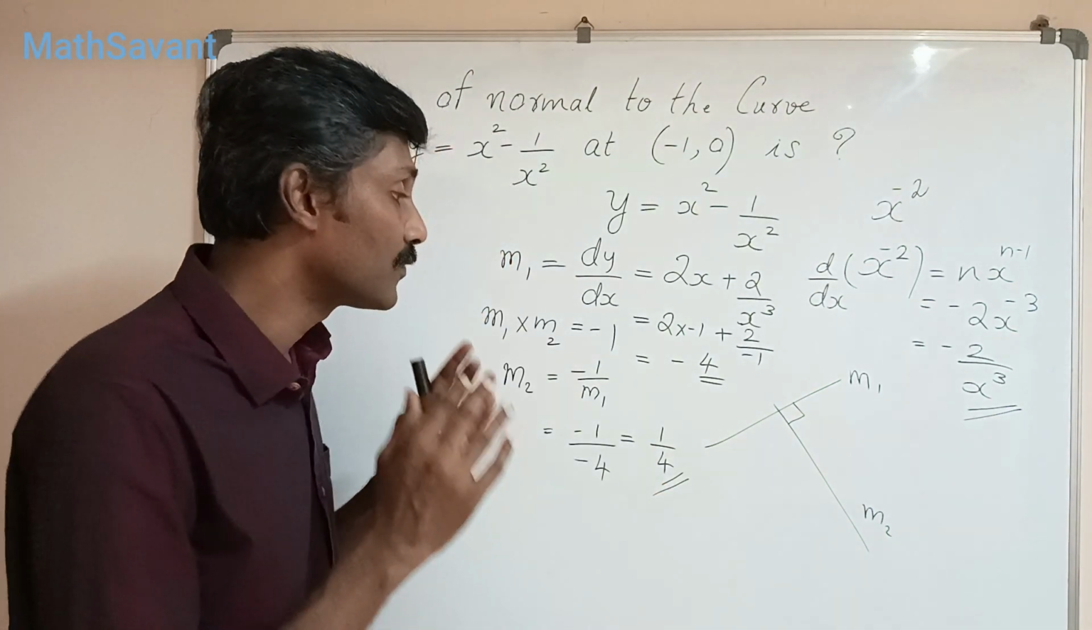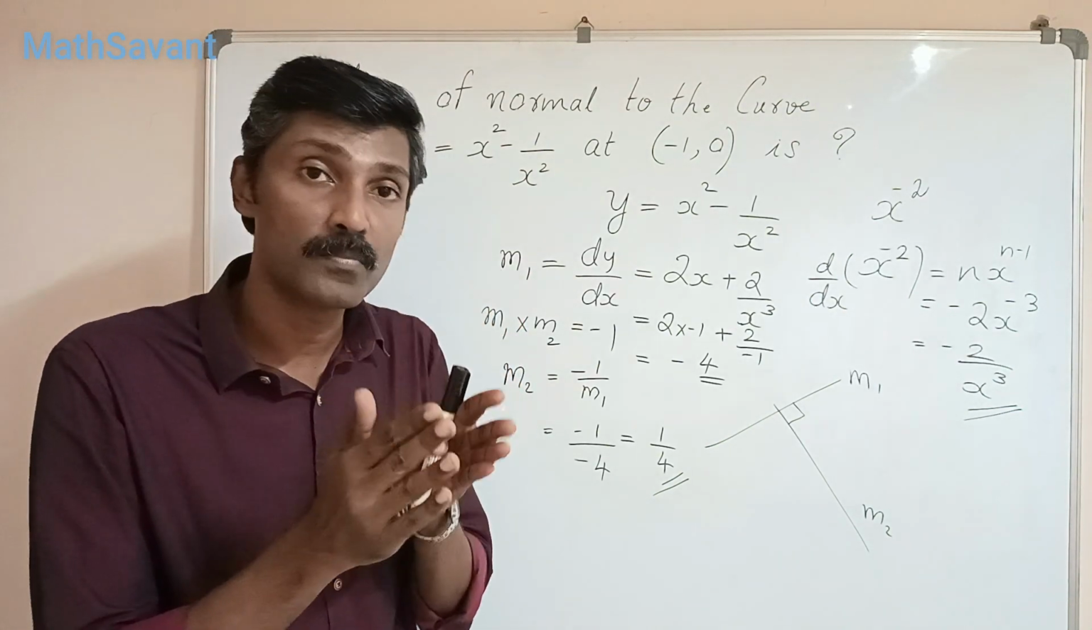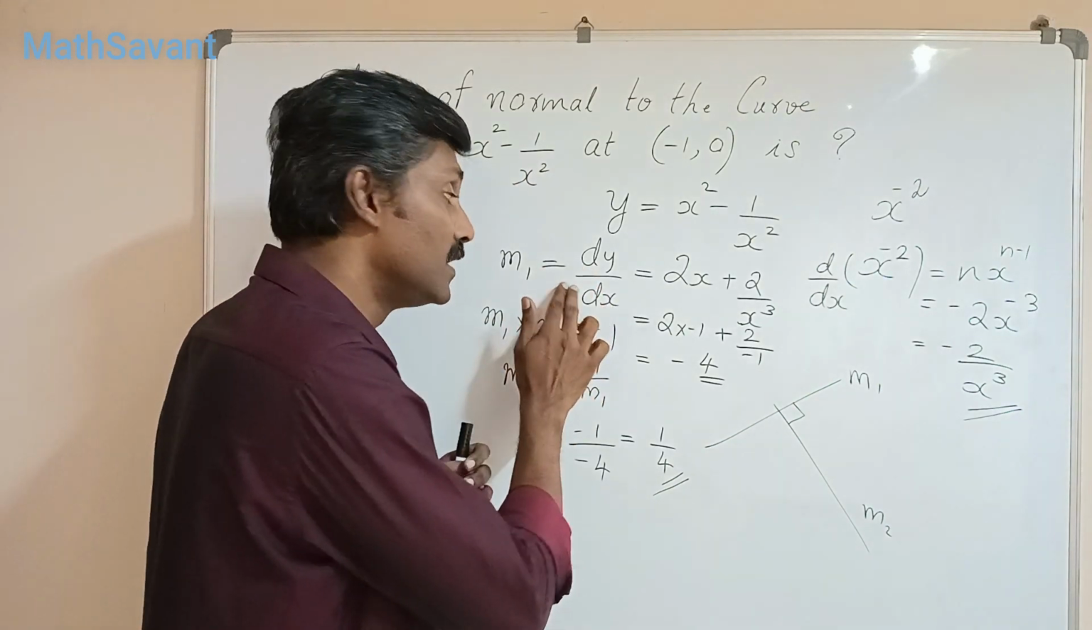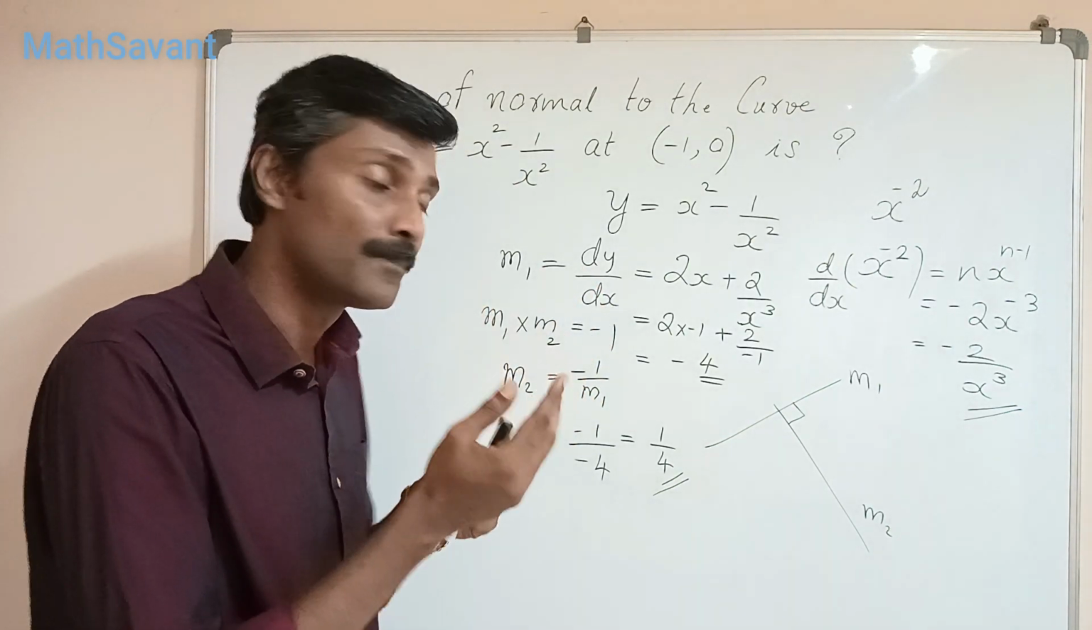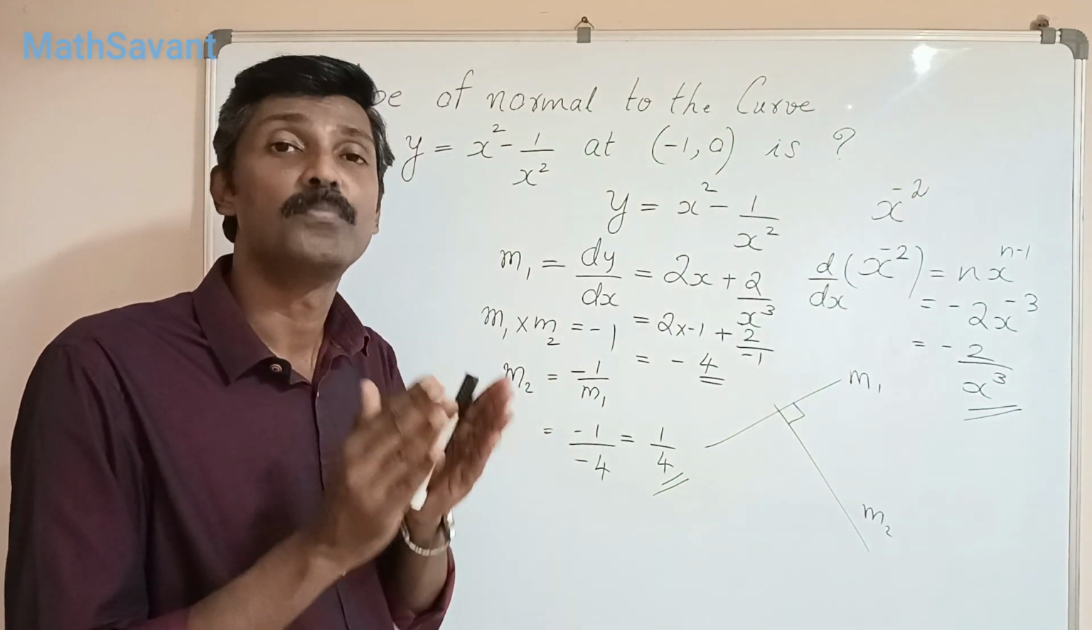So what we need to understand is that if you are asked to find out the slope of the normal to the curve, first find out the slope of the tangent, which is nothing but dy by dx. And once you get dy by dx, if you take minus 1 divided by dy by dx, that will be the slope of the normal.